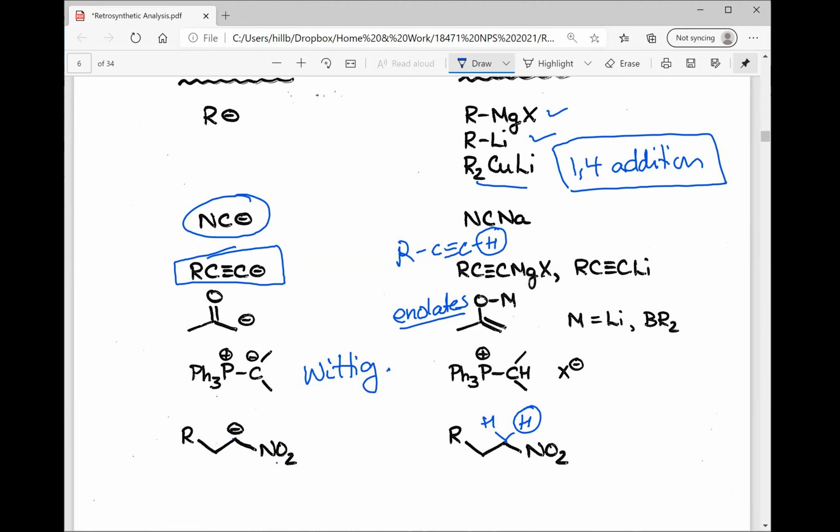And so here, I guess I should draw it a bit better. If you've got a ketone, you just remove one of these protons here to make that.